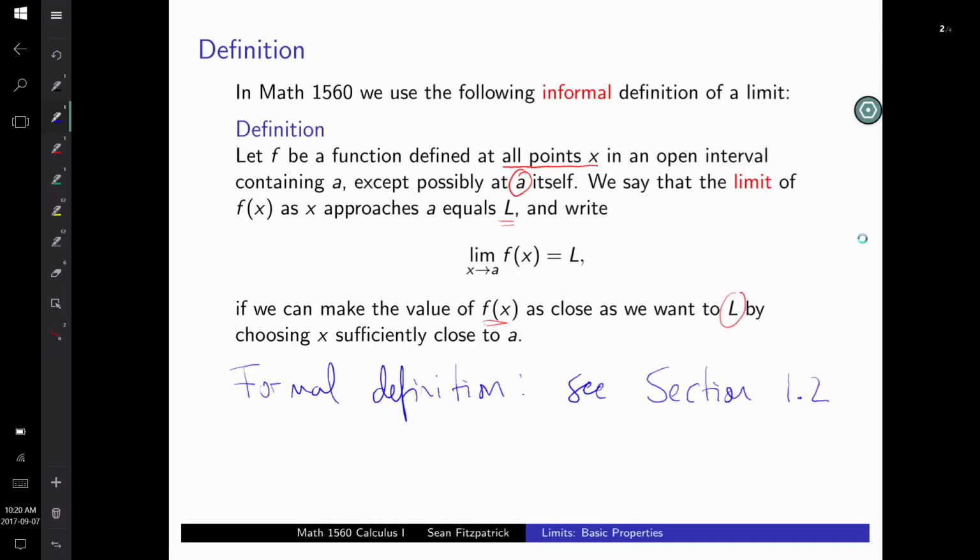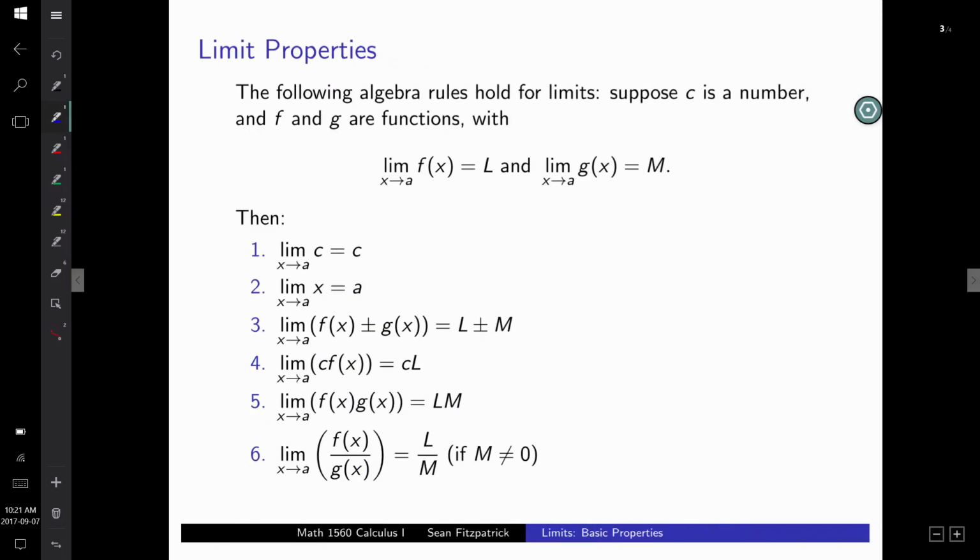So the precise definition addresses a couple of terms that show up in this definition. It addresses this part, the "as close as we want," and the "sufficiently close." This is not precise language, and so if you want to really make sense of that, you have to go to this complicated definition. We're not going to go anywhere near it, but if you're curious, it's in the book. Now, with that precise definition, you can prove a lot of useful algebraic properties that limits satisfy.